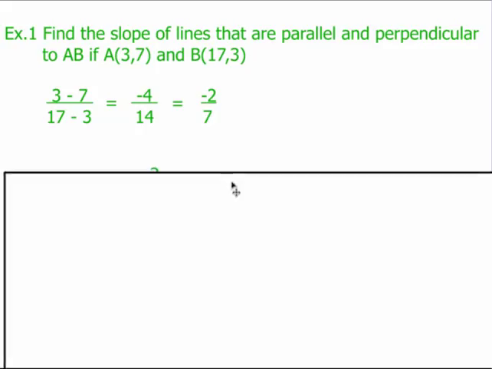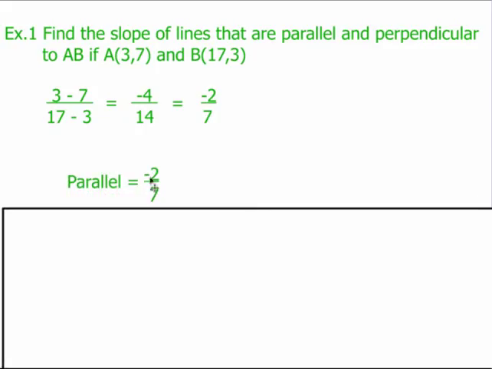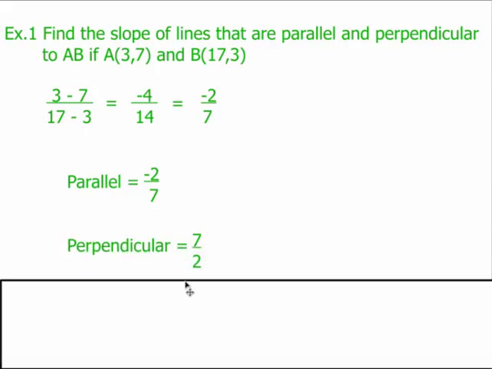Now a line that is parallel to that has just the exact same slope. The slope of a line perpendicular is the negative reciprocal, so we flip our 2 and our 7, and since it was already negative, it becomes positive. So a parallel line will have a slope of negative 2/7, and a perpendicular line will have a slope of 7/2. No big deal. So let's see some harder problems.